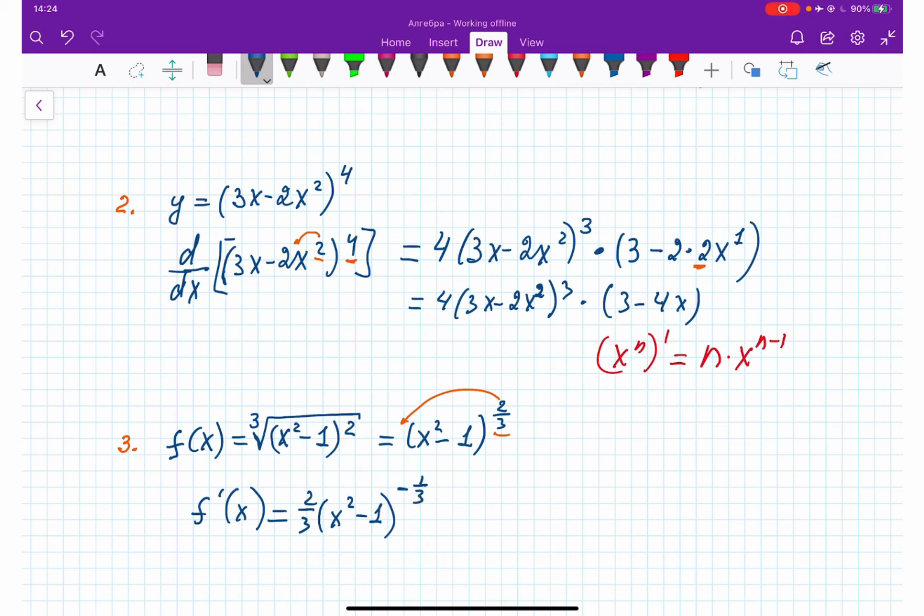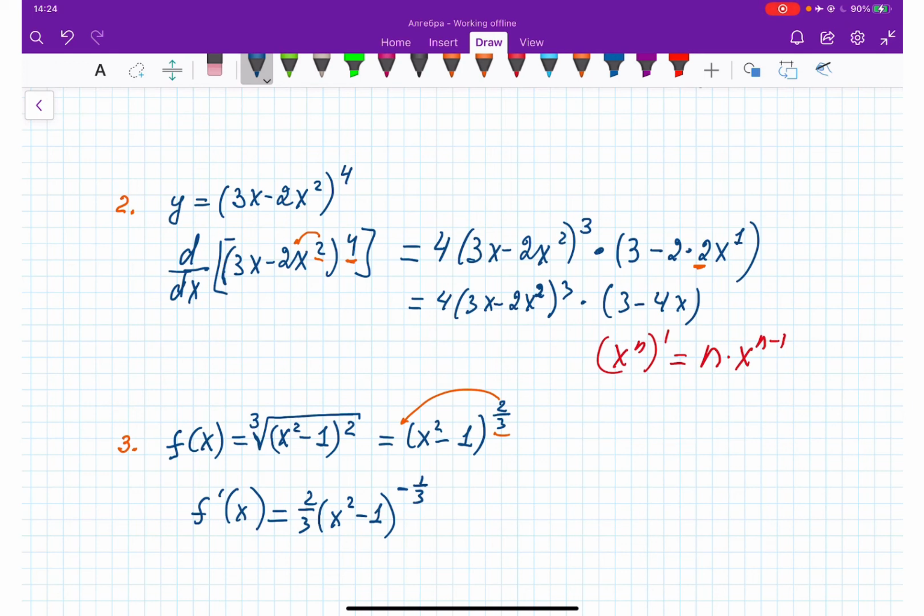For students who are having trouble with addition and subtraction of fractions, I will put the reference to the video how to add and subtract simple fractions.